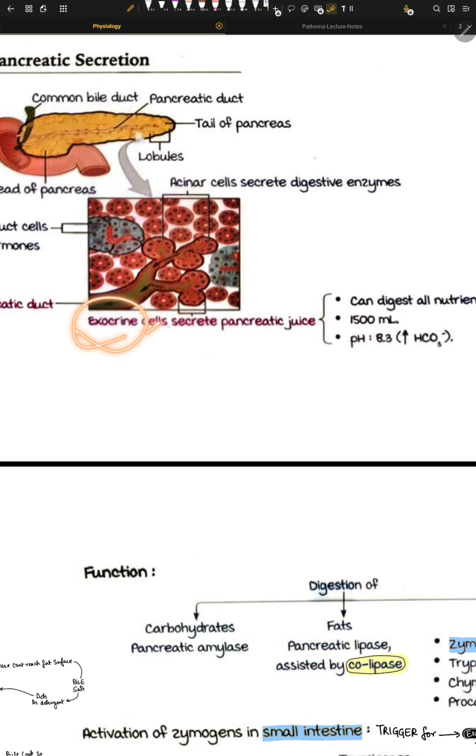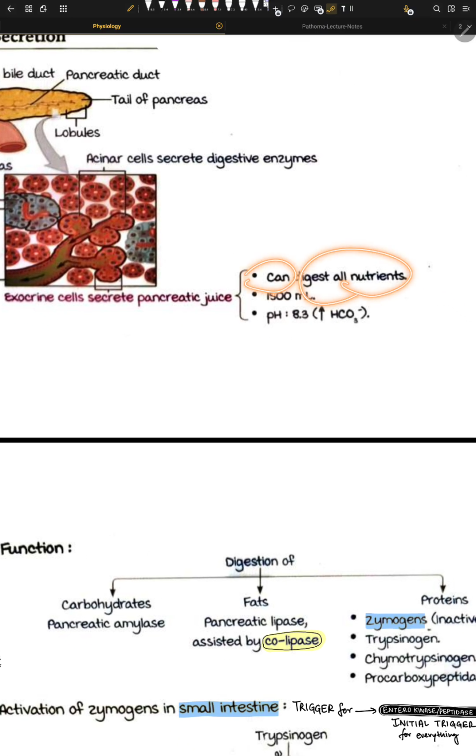These exocrine cells secrete pancreatic juice. What is pancreatic juice? It is just enzymes, so they can digest all nutrients. That's very important. Conceptually, it can digest all nutrients. It should be a nutrient. It should not be a coin or a toy. It's not going to digest a toy. That's important. How much? 1500 ml, a liter and a half.